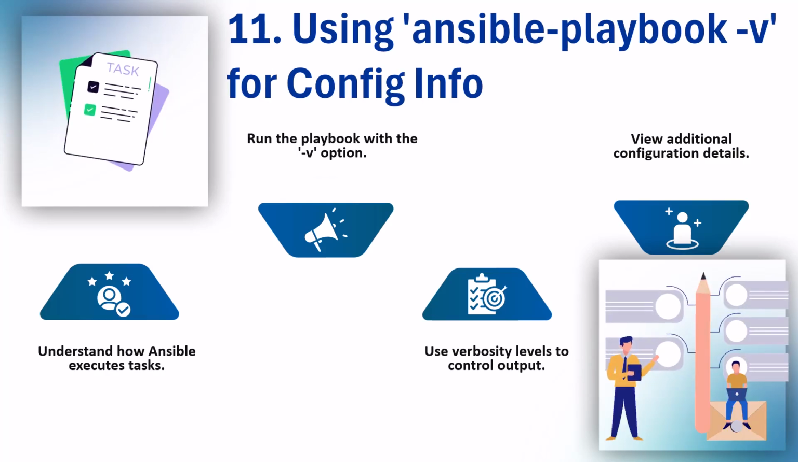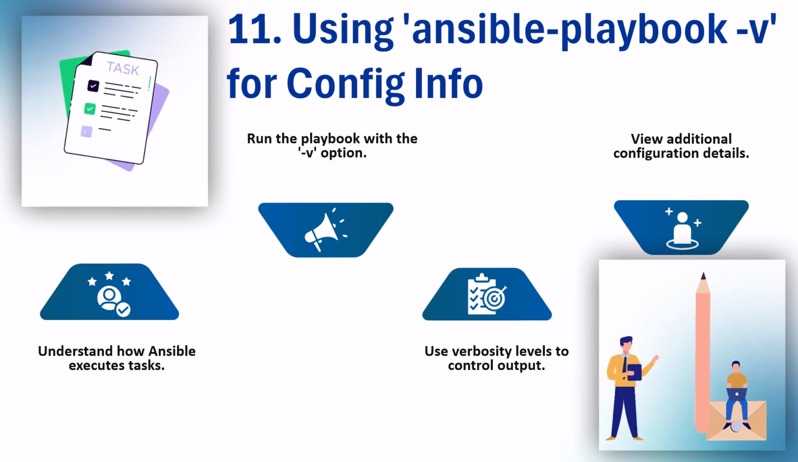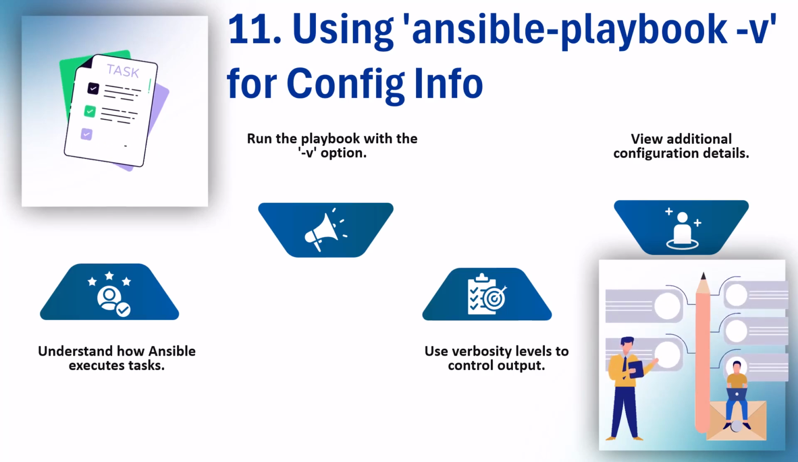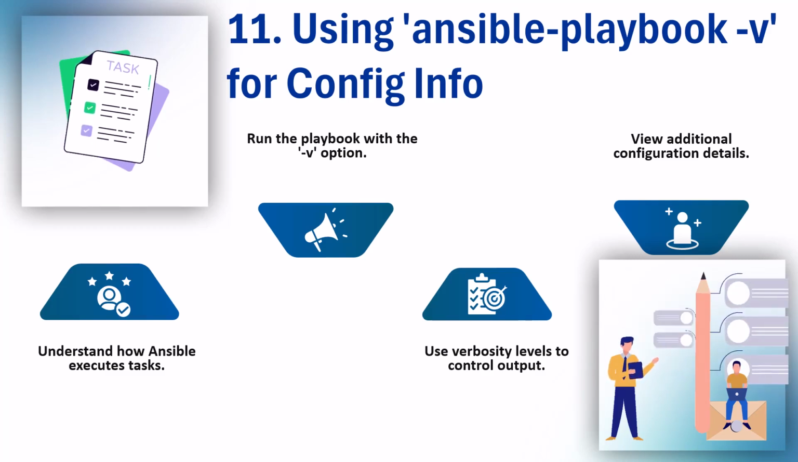Want Ansible to spill its secrets? Use verbose mode. It's like turning up the volume on what's happening behind the scenes. The more v's you add, the chattier Ansible gets. Just don't overdo it, or you'll be drowning in details. So, pick a verbosity level, run your playbook, and decode the magic happening in your automation.